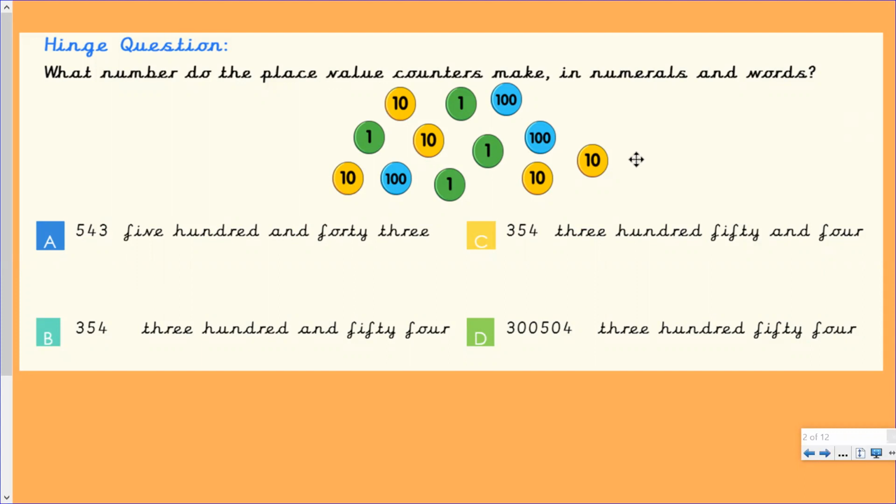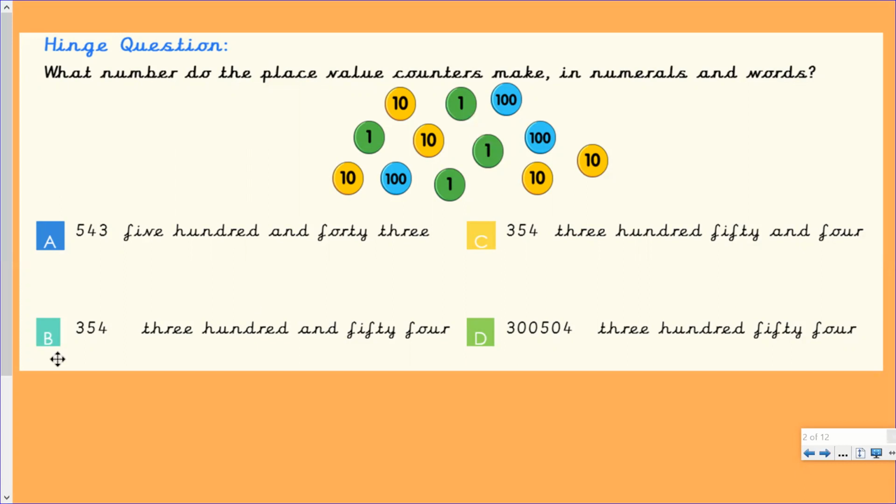Okay, so as you may have noticed, these counters have different values. Some represent hundreds, some represent tens, and some represent ones. Let's start by counting the hundreds together. 100, 200, 300. Let's count the tens. 310, 320, 330, 340, 350, and then let's count the ones. 351, 352, 353, and 354.